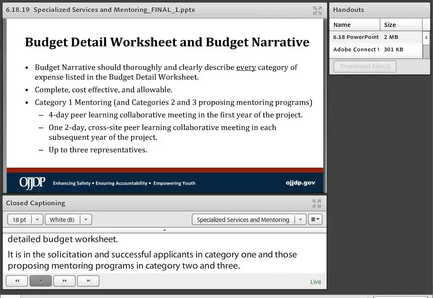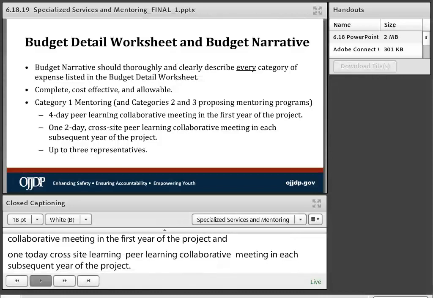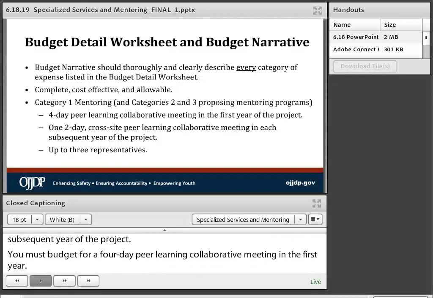Mentoring services will be expected to participate in a 4-day peer learning collaborative meeting in the first year of the project and one 2-day cross-site peer learning collaborative meeting in each subsequent year. So, first year, you should budget for a 4-day peer learning collaborative for Category 1. If you're coming in for Category 1 funding, you must budget for a 4-day peer learning collaborative meeting in the first year. If in Category 2 and 3, you are proposing funding for mentoring services, you will be required to attend the peer learning collaborative as well in the first year of the project.